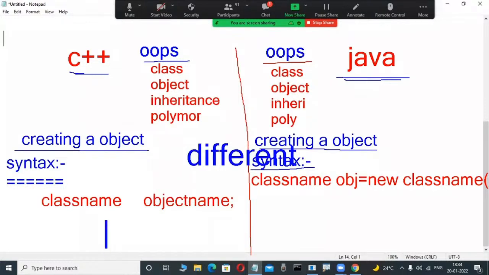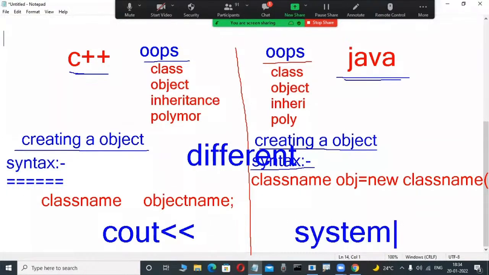Suppose in C++ I want to display output, then cout is a function for streaming output. And in Java, what is the function? System.out.println, something like that. That's why they are syntactically different. Functions are also totally different in these two object-oriented languages.